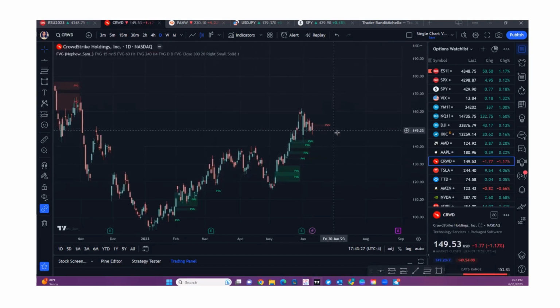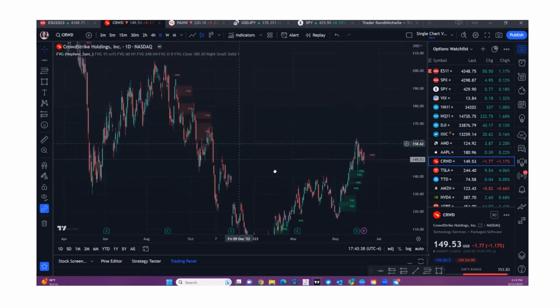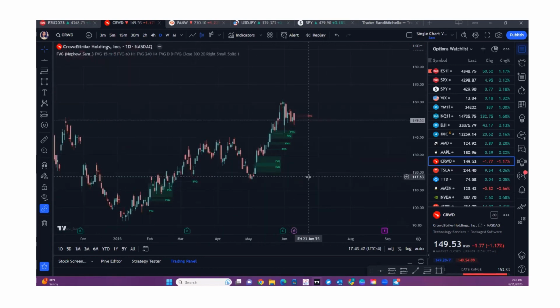Crowd, not so much. I feel like I just want to leave Crowd alone. It hasn't been moving the way it used to move. It used to move and give nice, like long candles and runs, and it's just not doing any of that. So I haven't been trading it lately.